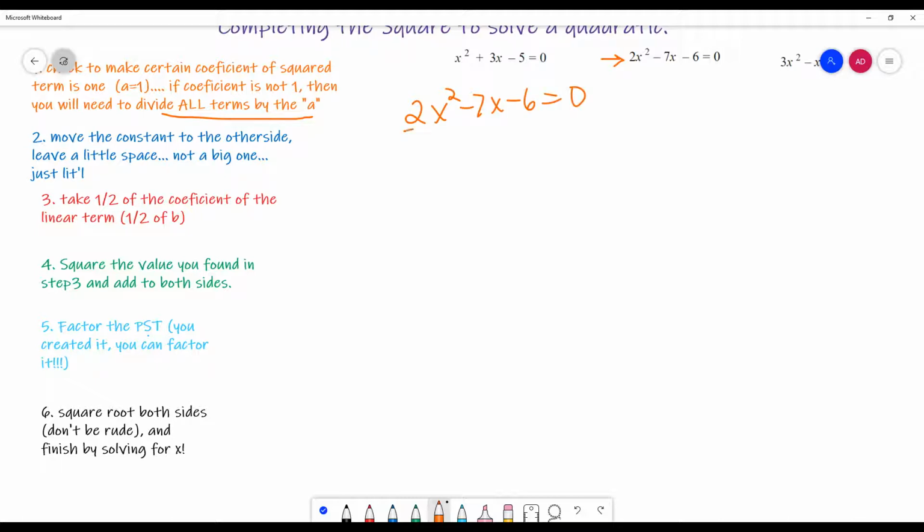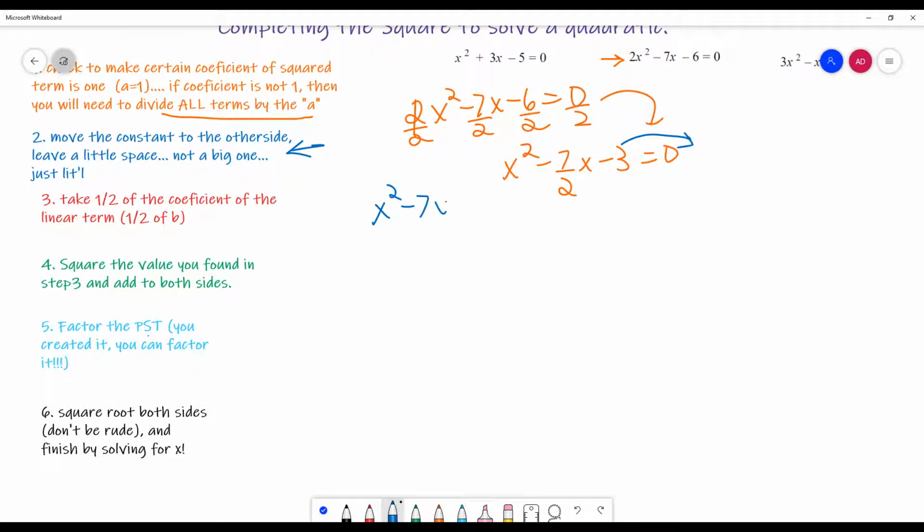Like I said, if a is not 1, then I have to divide everything by the a. So that's going to leave me with x squared minus 7/2 x minus 3 equals 0. Please don't forget, 0 divided by 2, by the way, is 0. Okay, good. Now, next step, that's in blue here. Move the constant to the other side. So I have to move my 3 to the other side, and I get x squared minus 7/2 x equals 3. Now notice I didn't leave a big space, just a little space.